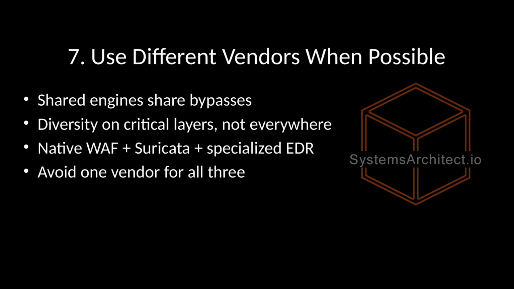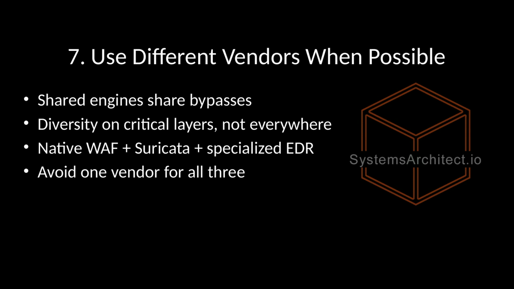If Web Application Firewall, IPS, and EDR share one engine, one bypass can punch through every layer. You do not need a unique vendor everywhere. Diversify the critical layers. Native cloud Web Application Firewall, open source or different IPS, specialized EDR. AWS Web Application Firewall, plus Suricata on Network Firewall, plus CrowdStrike on hosts is a clean three-engine mix.